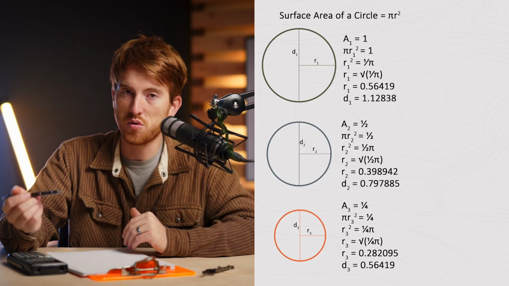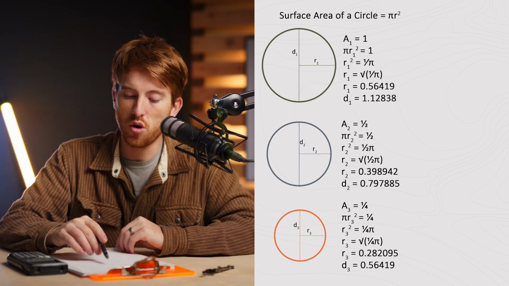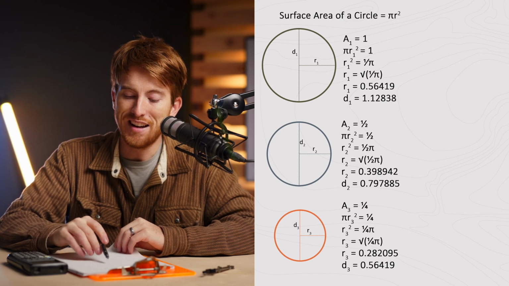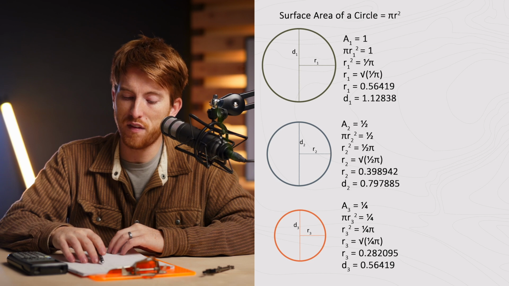Okay, let's calculate one more surface area really quick. We're gonna do surface area of a quarter. So a quarter of the surface area of our first circle, okay? Doing the math really quick, we get the radius is equal to the square root of 1/4 pi. There's a pattern here. So we get that the radius is 0.282095, and the diameter of the circle with a surface area of 1/4 is 0.56419. Yes, that is the same as the radius of the first circle. It's just correlation. If you factor out the 4, you basically get 2 times that.